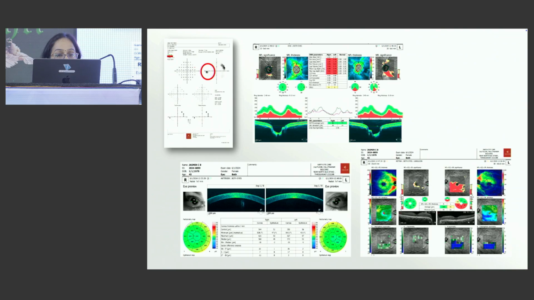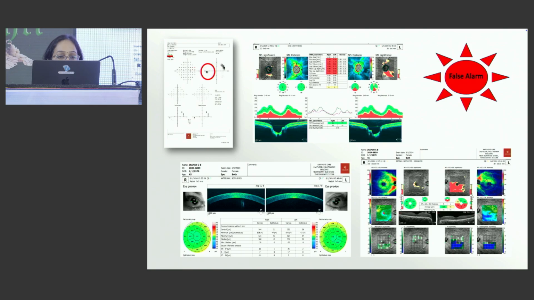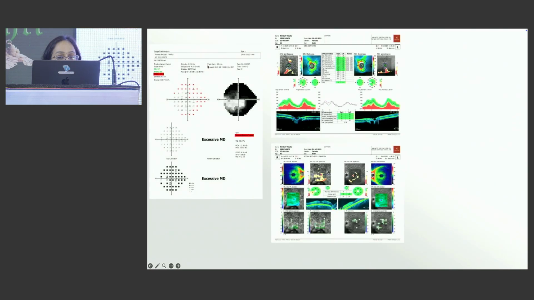And in this patient, the patient is having a small nasal step-like defect. But structurally, if you see, there is no RNFL defect. The ganglion cell complex, GCC, is also normal. CCT is 544. So everything is normal. This is due to the high false negative errors. It's like a false alarm. If you see only the field defect, it seems like a nasal defect.